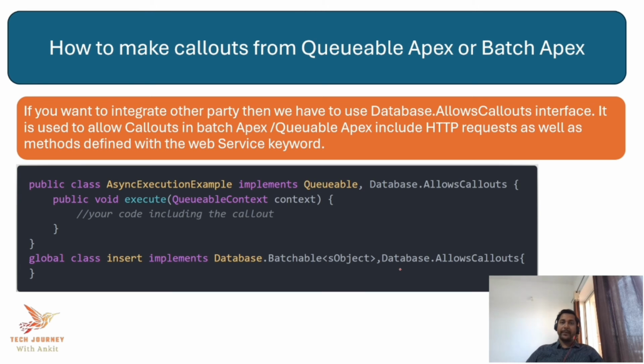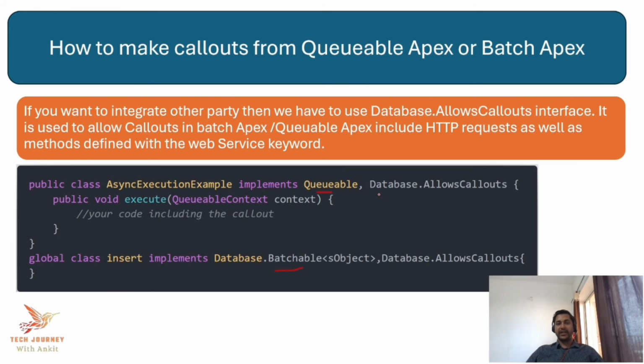Similarly, let's see how you can make the callouts from the queueables or the batch Apex as well. For the future method, we just discussed it. There are different forms of asynchronous Apex, like the queueable Apex or the batch Apex. If you have to make callouts, if you have to integrate with the other party, then you have to implement one additional interface for both queueable as well as batchable.